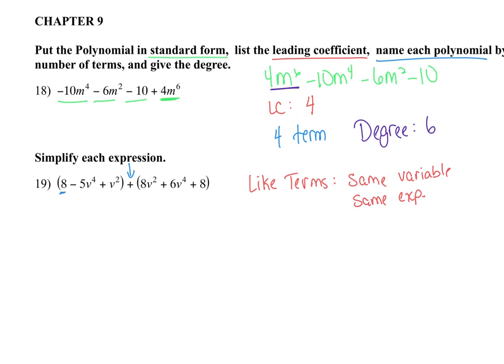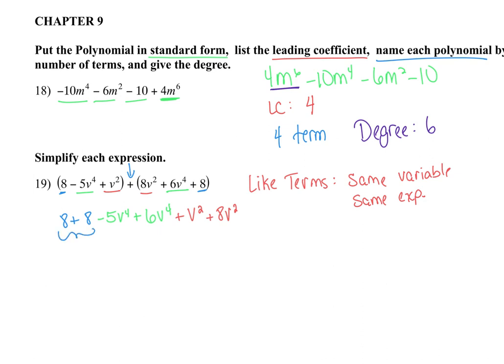So I have an 8 with no exponent. I am adding to it from the other side an 8. I have a negative 5v to the 4th, plus on the other side, I have a 6v to the 4th. I have a positive v squared, and I am adding an 8v squared. I want to simplify these.